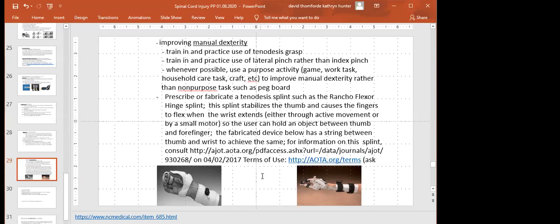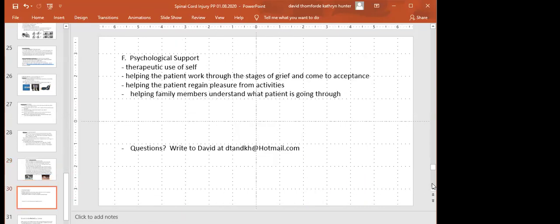And then back to tenodesis, we can make a kind of splint. This one on the right side is called a Rancho flexor hinge splint. As the person actively extends their wrist, it pulls the fingers in. But the one on the left-hand side was fabricated out of orthoplast, and it simply has a string between the plastic around the cuff and the fingers, so that as the wrist is extended, the fingers are pulled in. So all these devices can help somebody with tenodesis grasp to pick up items.